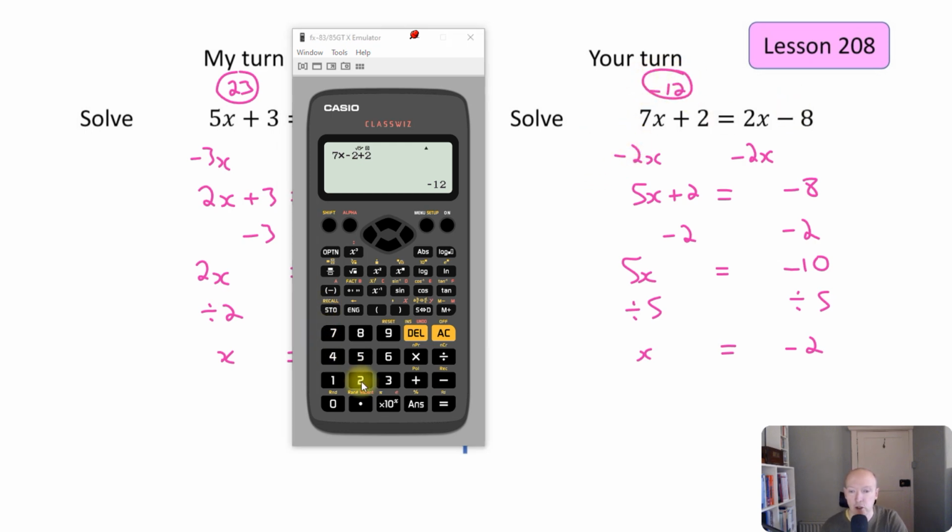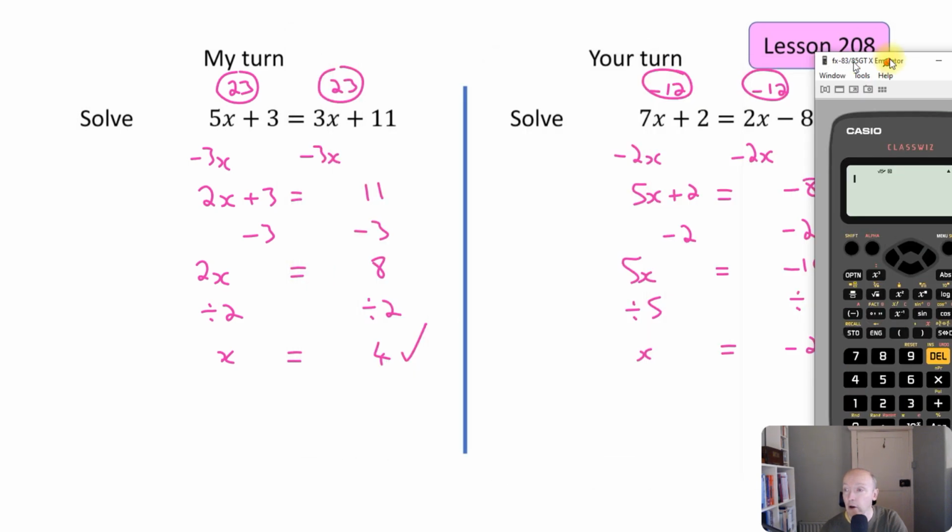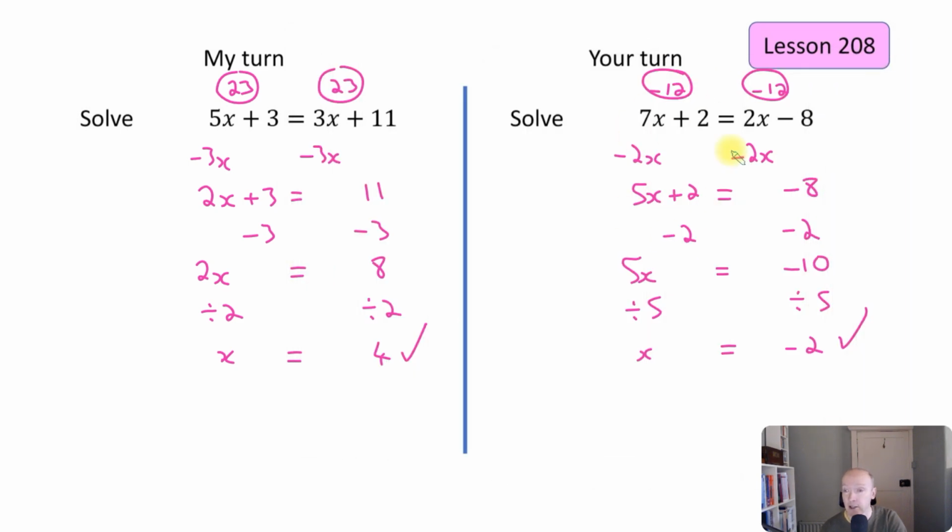Let's do the same over here. So this is 2 times minus 2 minus 8. That comes also to minus 12, so I've got the same total on both sides, which means I know I've got the right answer. But again, to stress, if you got that one wrong or you got stuck, don't worry. This question here is definitely a step up from this question here.